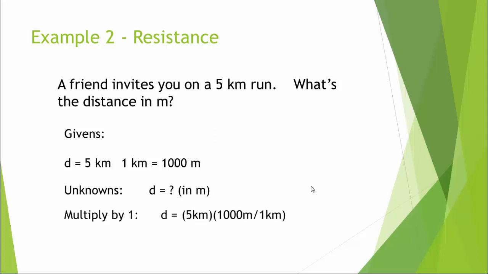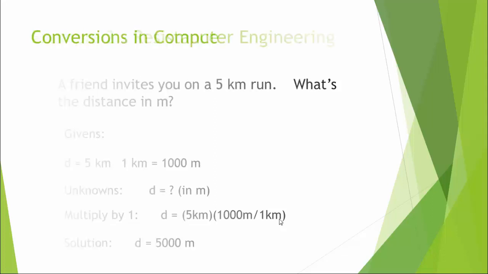Again, we can take our 5 kilometers and multiply by 1. Notice this time meters is on the top. That's the unit we want to keep. Kilometers is on the bottom. That's the unit we want to get rid of. So 5 kilometers times 1,000 meters divided by 1 kilometer. And our answer is 5,000 meters. Now, does that make sense that a 5-kilometer run would be 5,000 meters? Well, a meter is about one pace, so sure, 5,000 steps. So that makes sense.